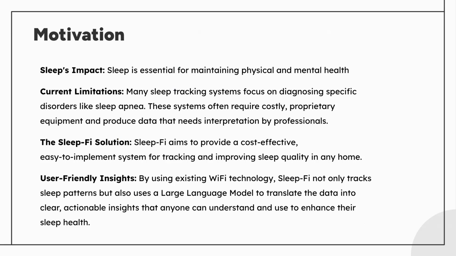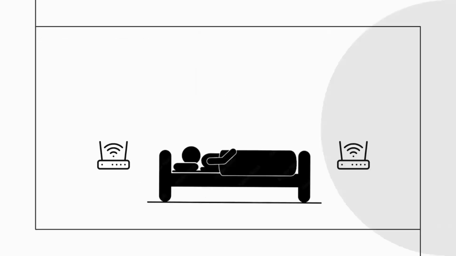So I propose a solution that uses the common Wi-Fi access points in households around the world, uses channel state information in combination with LLMs to not only track these key metrics determining sleep health, but also use large language models to combine this data with context and advise the person on how to improve their sleep quality. This is a proposed setup with Wi-Fi access points and a person sleeping in between them.